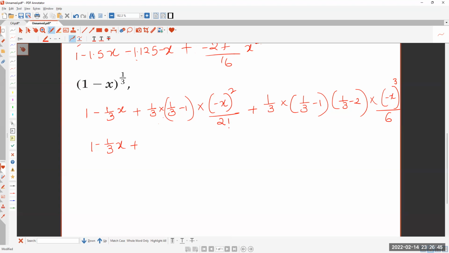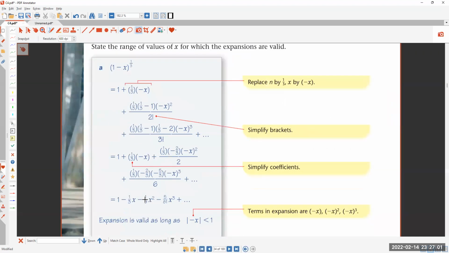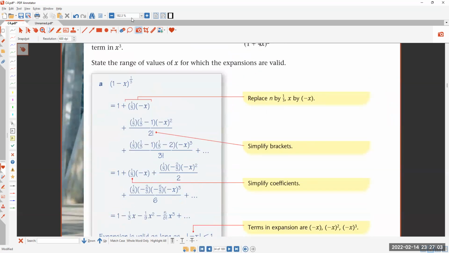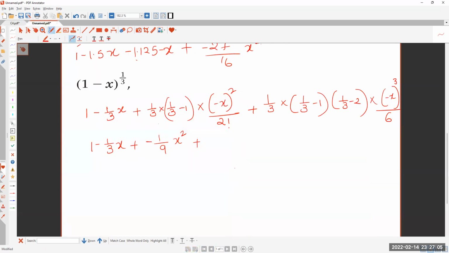Okay, into 1 by 2 factorial. I'm getting minus 1 by 9 x square. Is it correct? Let me see the mark scheme. Minus 1 by 9 x square. Yes, I got that. And let's go to the next one.